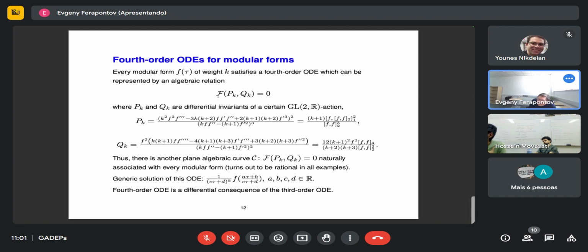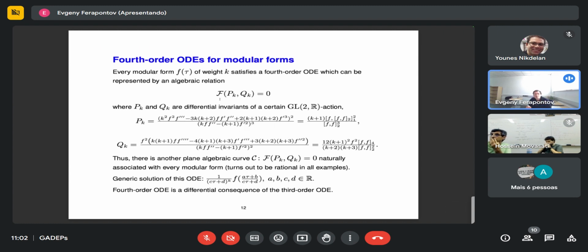Unfortunately, we don't have a good geometric meaning for this curve. I can't answer. It would be nice to know its geometrical meaning. The only thing I know is that the previous curve covers this curve. There is a direct map from the previous curve to this one. I don't have this formula on the slides, but in the arXiv preprint, we have this formula.